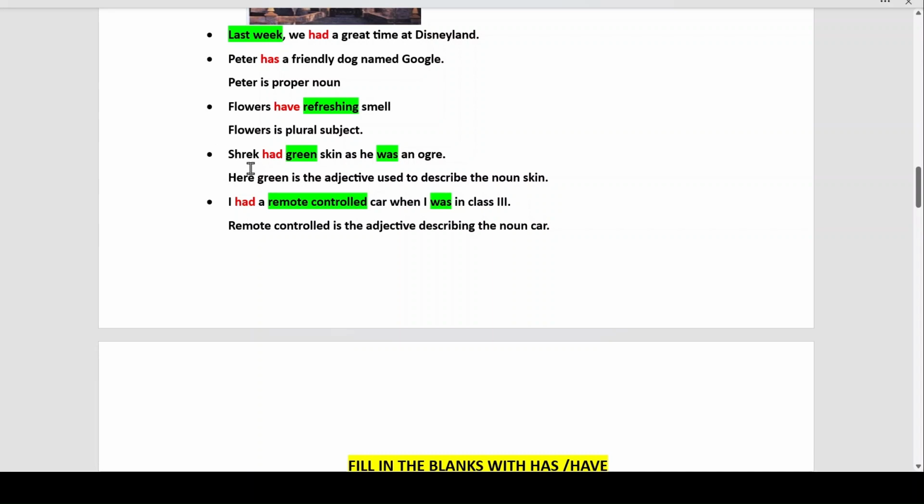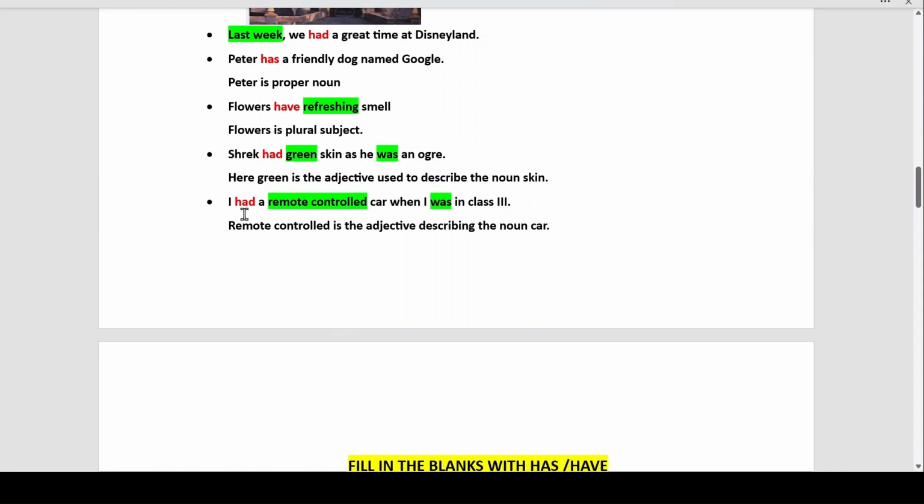Though Shrek is a singular subject, because it is written in the remaining part of the sentence that as he was an ogre, which describes the past tense. Green is the adjective again, and when an adjective is used also, we use had to describe the noun skin over here. Next, I had a remote controlled car when I was in class 3.